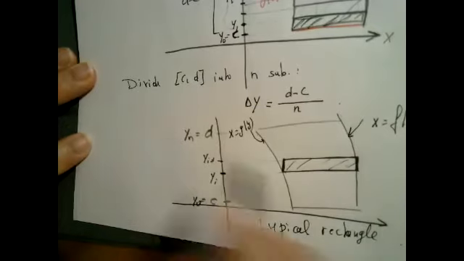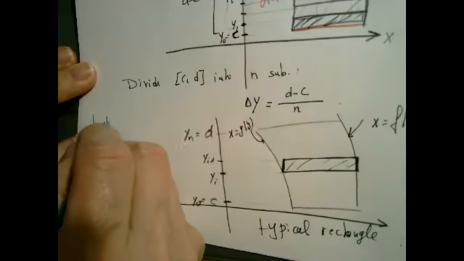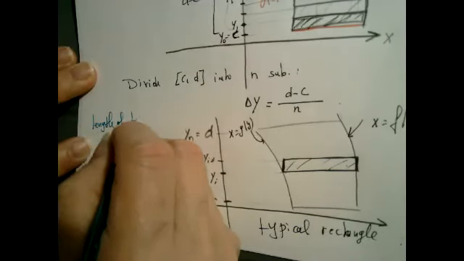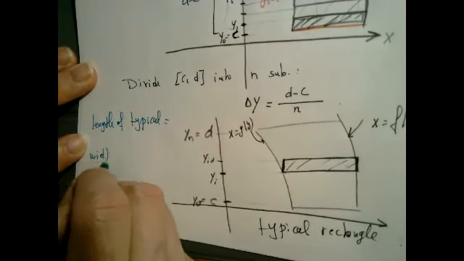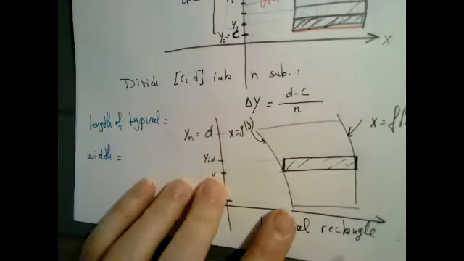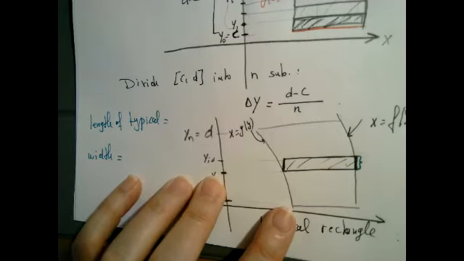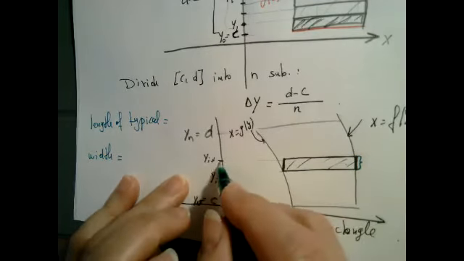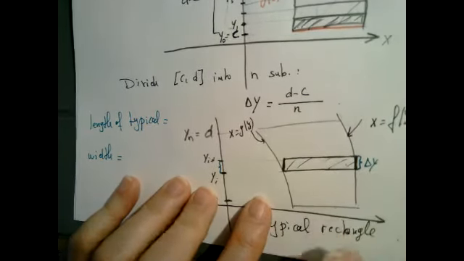To find the area of a typical rectangle, let me find what's the length of a typical rectangle. And what's the width? The width is from here to here. Okay, quickly, what's the width? Because I will take two extra minutes from you guys. How much do we have from here to here? Delta y. That's the width.